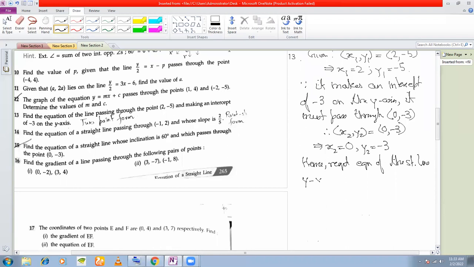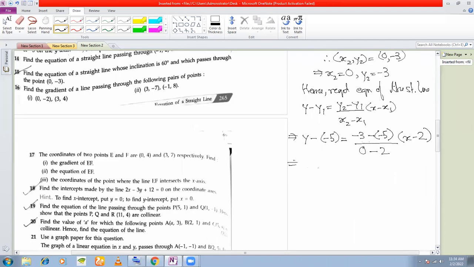Y minus y1 is equal to y2 minus y1 by x2 minus x1 into x minus x1. Put the values. Y minus y1, which is minus 5, is equal to y2, which is minus 3, minus y1, which is minus 5, divided by x2, which is 0, minus x1, which is 2, into x minus x1, which is 2. Okay. We have here y plus 5 is equal to this is 5 minus 3, which is 2, divided by minus 2 into x minus 2.